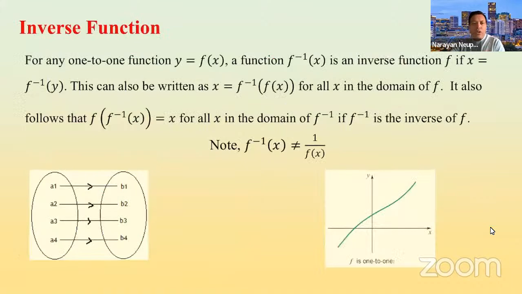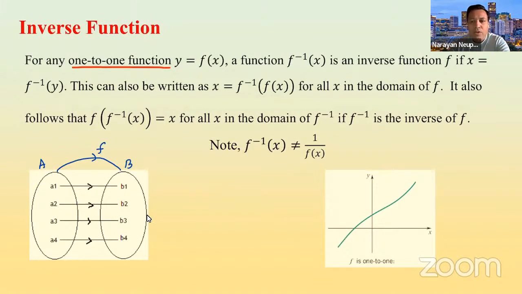First, we'll look at the definition of inverse function. Whenever we are looking for an inverse function, we can find the inverse function of a one-to-one function only. We cannot find the inverse function of every function. Your function must be one-to-one, then only we can find the inverse function. So what I mean by that, if you look at this mapping diagram here, from set A to set B, there is a function f.